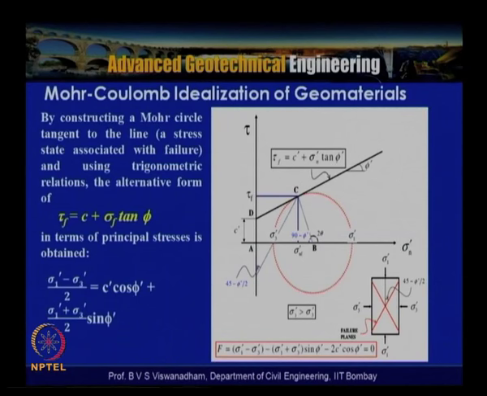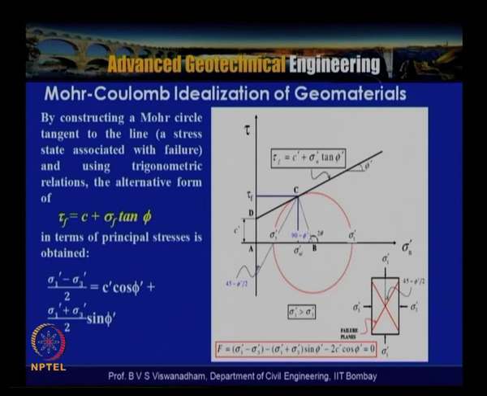Further, in the Mohr Coulomb idealization of geomaterials, we consider a tau versus sigma plot where you have a Mohr circle. If the sample is homogeneous, we have conjugate failure planes in both directions, and this is the failure plane inclination shown here. From the geometry of the Mohr circle, by considering a Mohr circle tangent to the line, that is the stress state associated with failure at this point, and using trigonometric relations, the alternate form of tau f equal to c plus sigma f tan phi can be obtained.